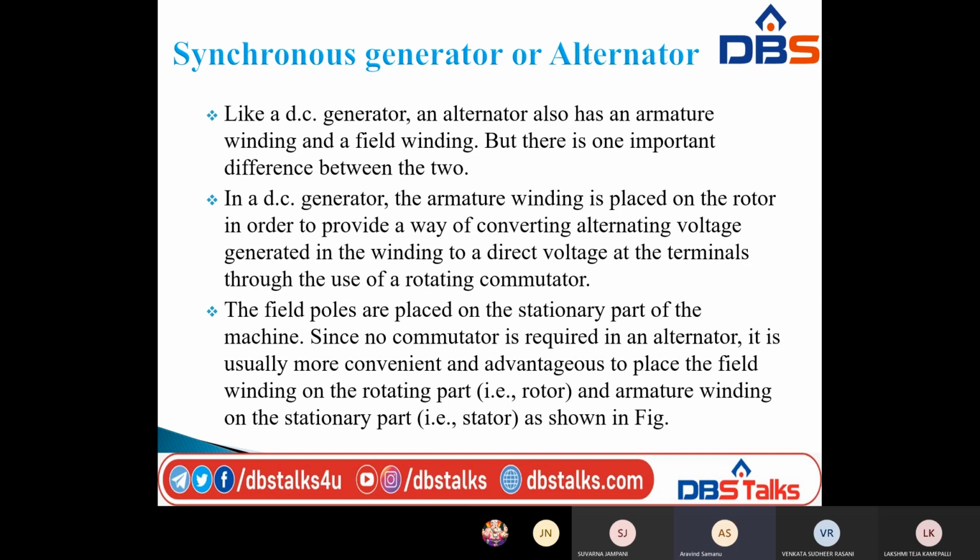Like a DC generator, an alternator also has an armature winding and a field winding. So in the DC generator, we have two windings for the machine: armature winding and field winding. In the alternator also we have two windings: armature winding and field winding. But there is one important difference between these two.